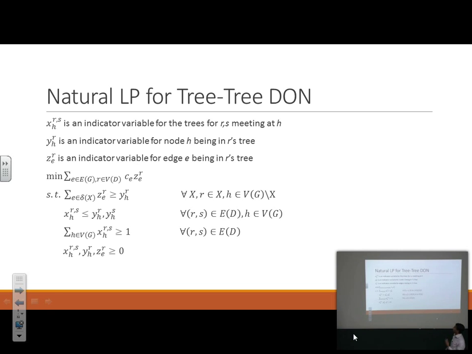So we thought, okay, it's a fine LP, we should round it. We tried and tried, but we could not round it to get a constant factor approximation algorithm. And instead what we found is that this LP has a log n integrality gap. That's what I want to show you. So let me show you now the basic integrality gap construction.